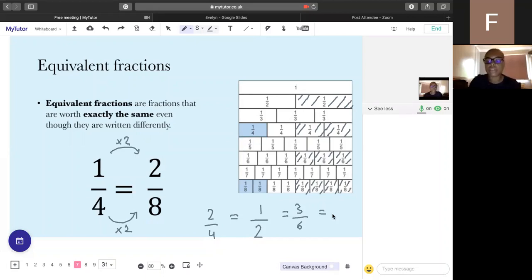Now, if we notice as well with our fractions, each of our numerators is half of the denominator. So it would be half anyways, wouldn't it? Because 4 is half of 8, 3 is half of 6, 2 is half of 4, 1 is half of 2. So it would be a half.